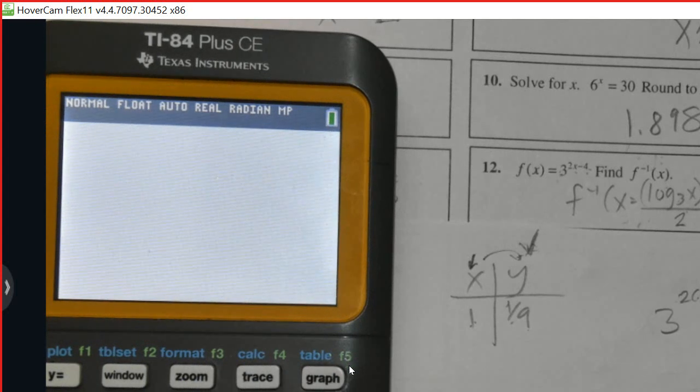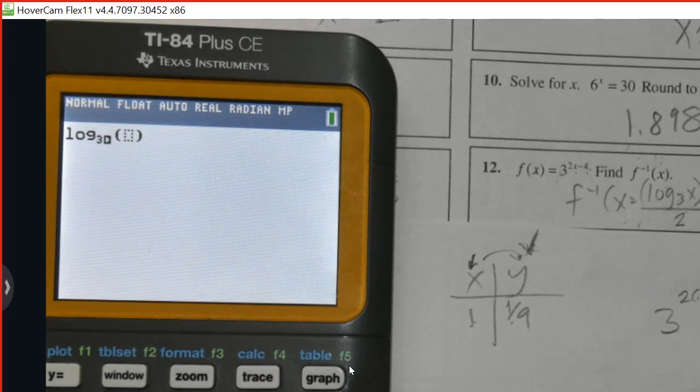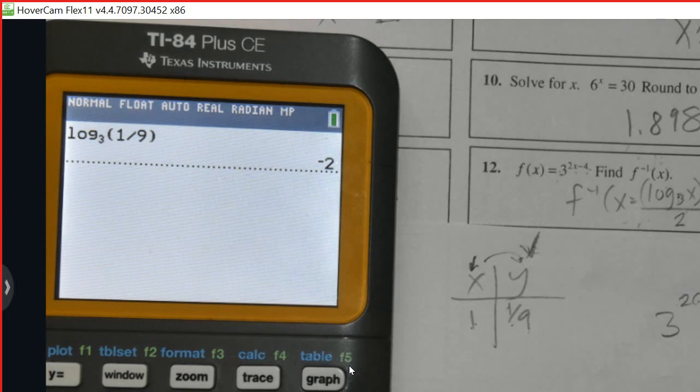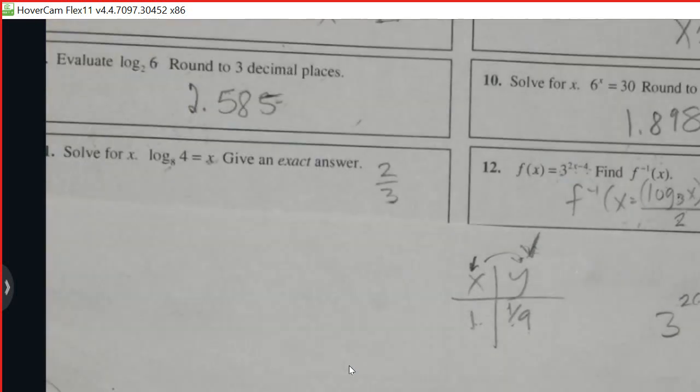So I'm going to do log, and now because this is log base 10, I need to hit math, go up, I'm going to plug in base 3, and the number behind it I want to plug in is 1/9. I'm going to get an answer here, and then I'm going to add 4, and then I'm going to divide by 2, and I get an answer of 1. I just proved to myself that I correctly was able to identify the inverse.